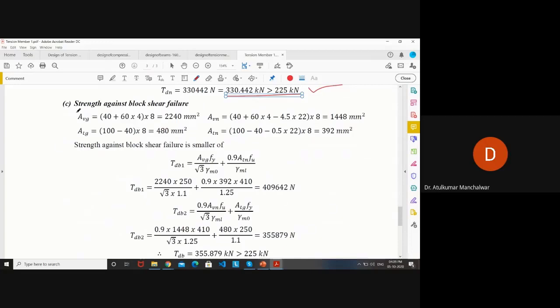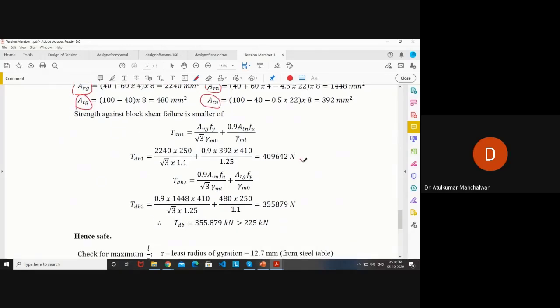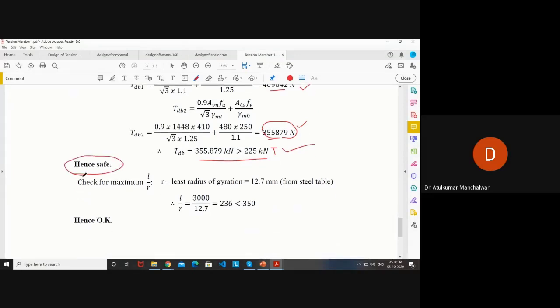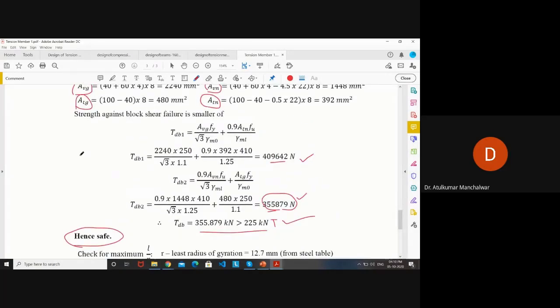After this, the strength against block shear is required. For calculating the strength against block shear, we need the gross shear area, this is the net shear area, this is the gross tension area, and this is the net tension area. After putting these in, we are getting these two values, and the least of these two, this is the least value, should be greater than T. This is T. This is also satisfied. Hence, the design is safe. So likewise, we need to check the tension members.